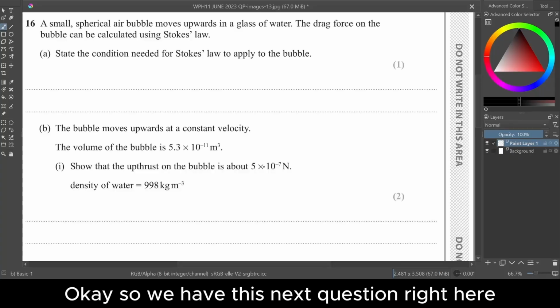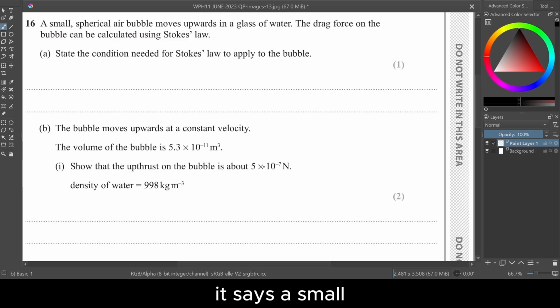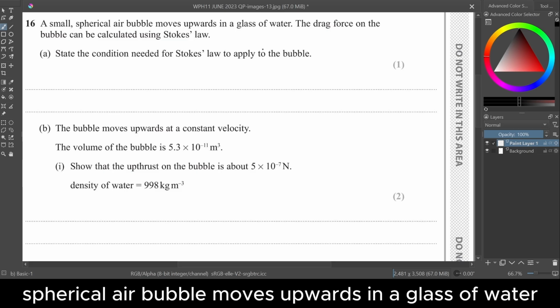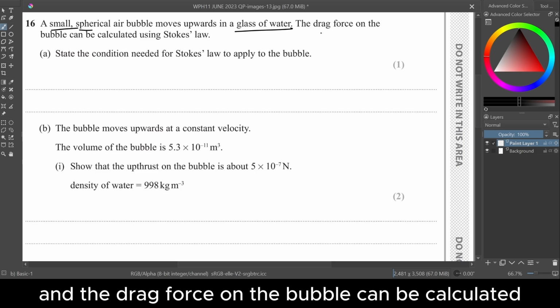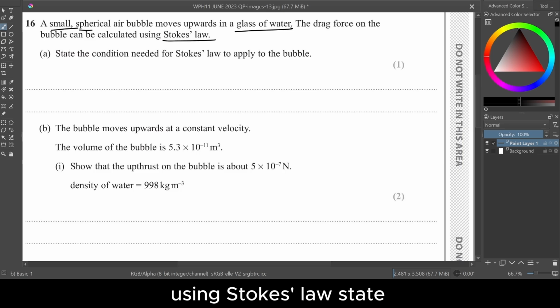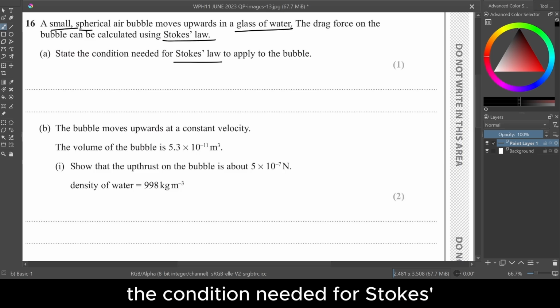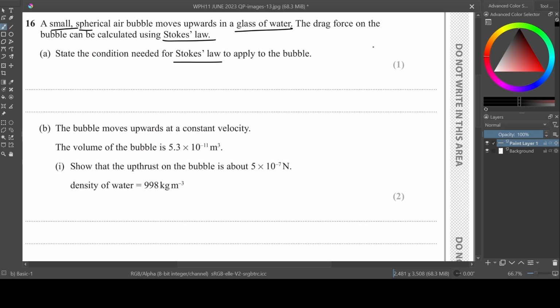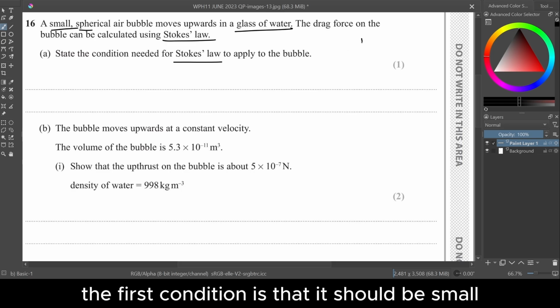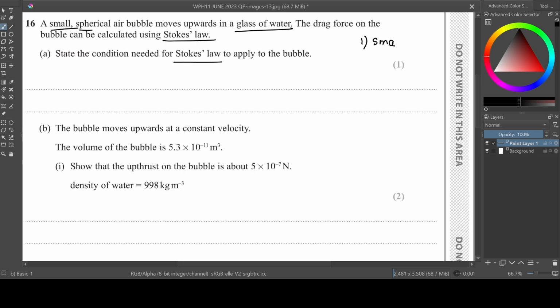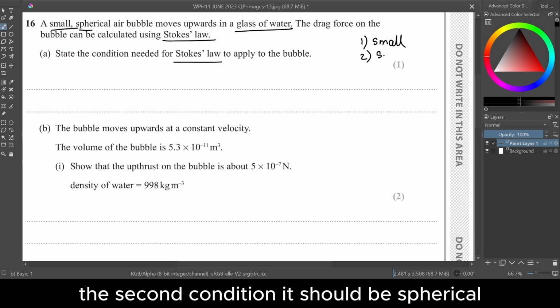Okay, so we have this next question right here. It says a small spherical air bubble moves upwards in a glass of water, and the drag force on the bubble can be calculated using Stokes' law. State the condition needed for Stokes' law to apply to the bubble. So let's write the condition. The first condition is that it should be small. The second condition, it should be spherical.